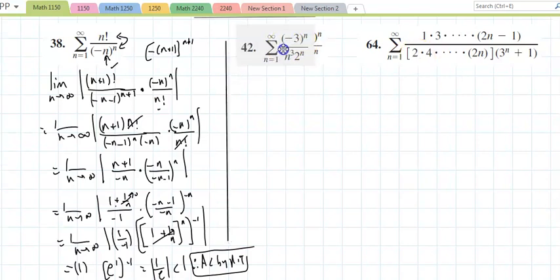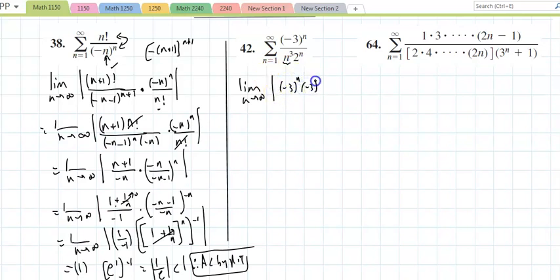Problem 42 would have been a nice problem if the n cubed was raised to the n power. So the ratio test will apply, the root test doesn't. If this was raised to the 3n, I would have used the nth root. So I'm going to take negative 3 to the n times negative 3 to the 1, n plus 1 cubed, over 2 to the n times 2 to the 1, and I'm going to multiply by the reciprocal. The reciprocal is n cubed times 2 to the n divided by negative 3 to the n.